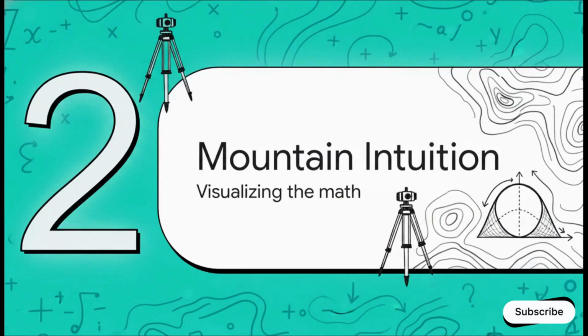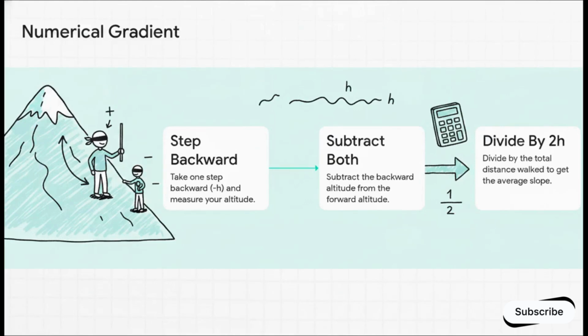Section 2. The mountain climber intuition. Visualizing the math. To really get how this surveyor works, let's strip away the code for a second. Imagine you're blindfolded on the side of a mountain, and you want to know the exact slope of the ground directly under your foot. You obviously don't know the mathematical equation of the mountain. All you have is a measuring stick and an altimeter. So here's what you do.